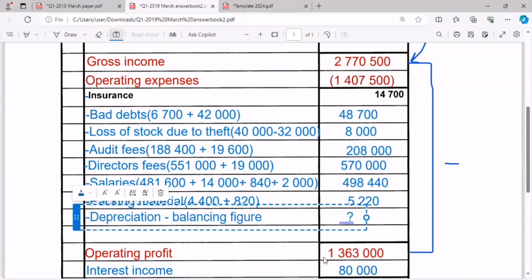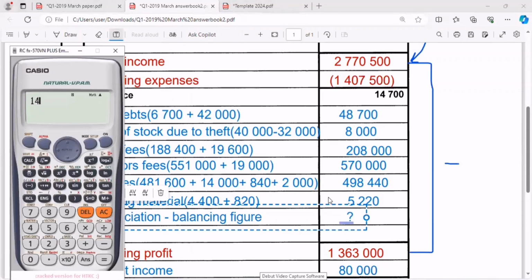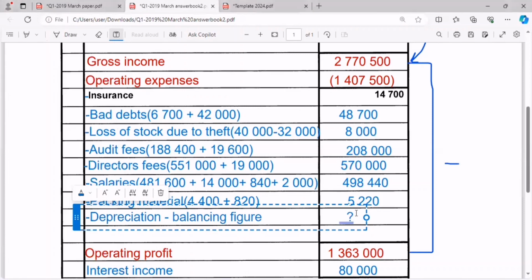Now we want this balance, the depreciation balance. So now it is simple. We take the total of 1,407,500, then we subtract 14,700, subtract 48,700, subtract 8,000, subtract 208,000, subtract 570,000, subtract 498,440, subtract 5,220. Then the balancing figure is 54,440. So guys, we are done with the income statement.